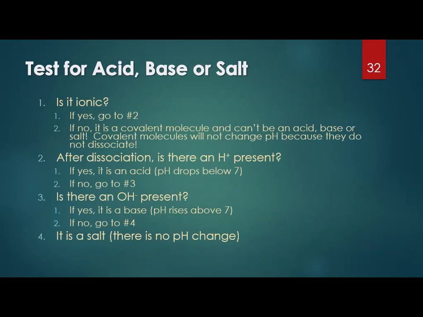So you can kind of go through the flow chart here, look at a molecule. If it's ionic, go to number 2. If it's not ionic, it will not dissociate and will not change pH. So covalently bonded molecules should not change the pH of a solution.